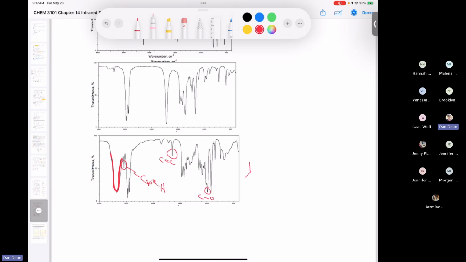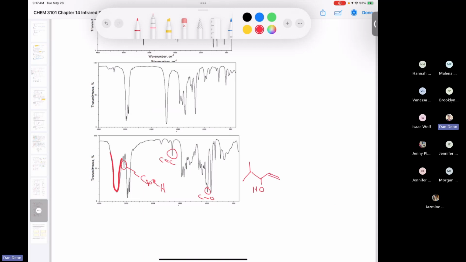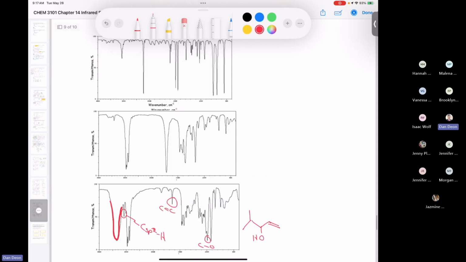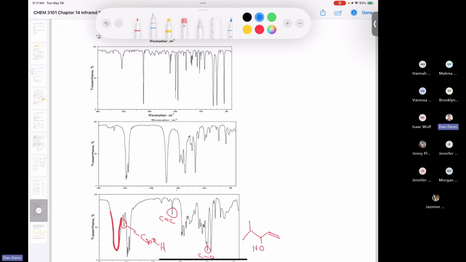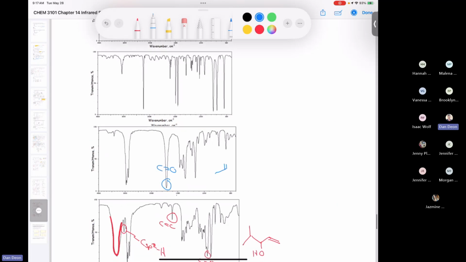So this would be the compound that has the alcohol in it, and it's got the double bond in it like this. I noticed the one above it has a big old carbonyl in it, so it's got a big carbonyl in this compound, and there's nothing else in this one. So this one has to be the ketone because there's no other stretches in there.